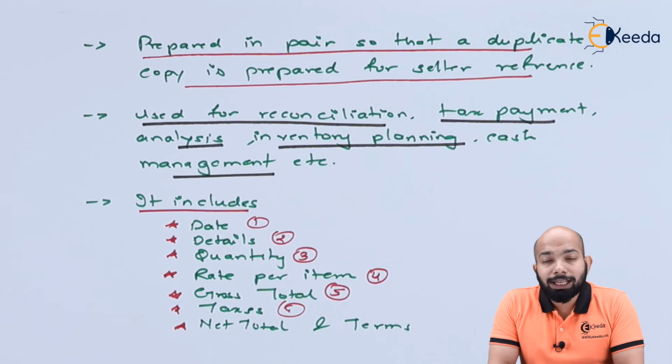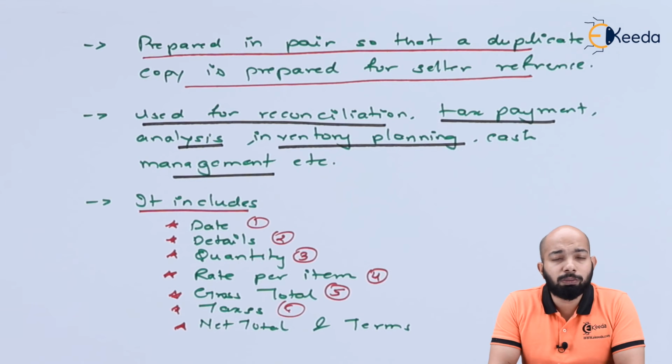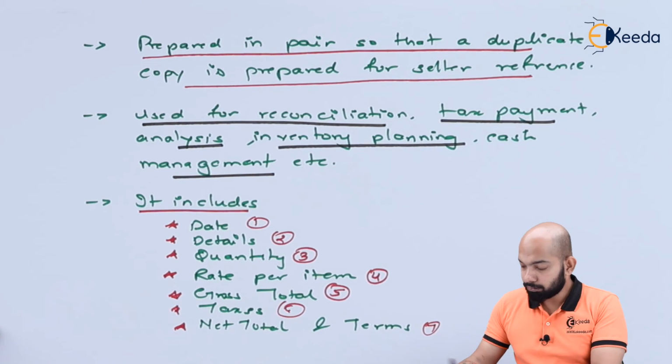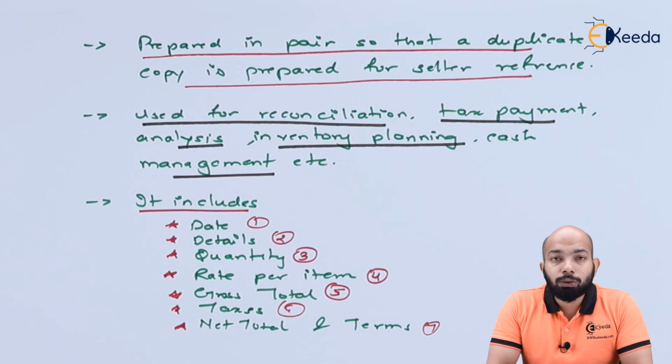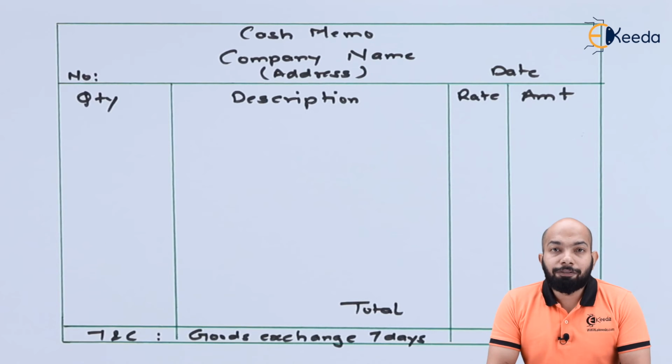And when we talk about taxes, this will be the GST that is applied on every transaction, 18%, or state-wise bifurcation, whichever may be mentioned in the question, you can go with that. And the last part would be net total and terms and conditions. All these details will be included in a cash memo. Now we'll be seeing how the format of a cash memo looks like, and we'll prepare an illustration based on that. Let's figure that out.